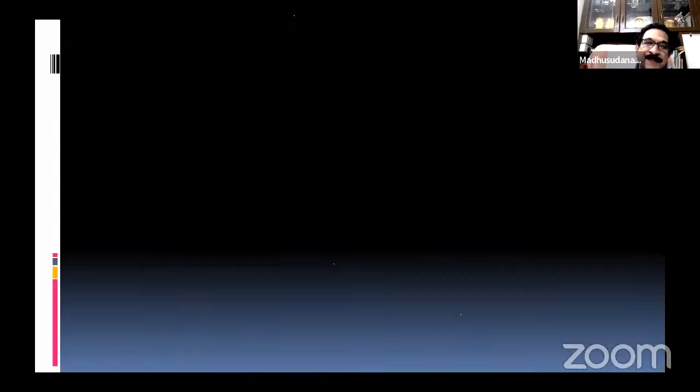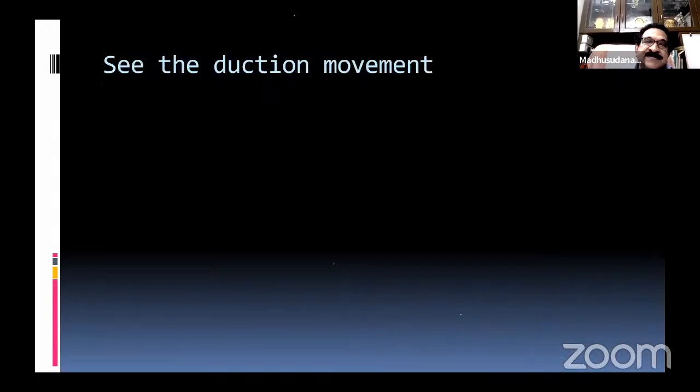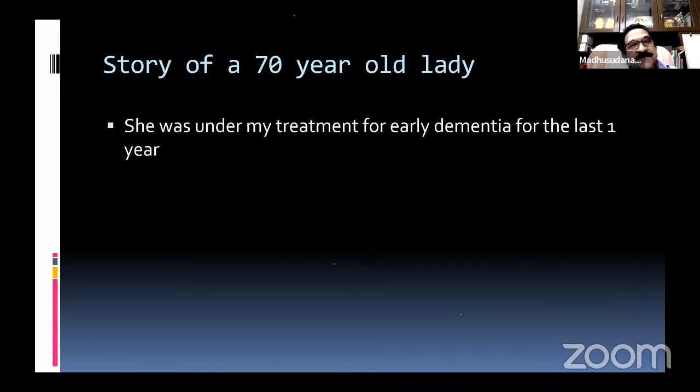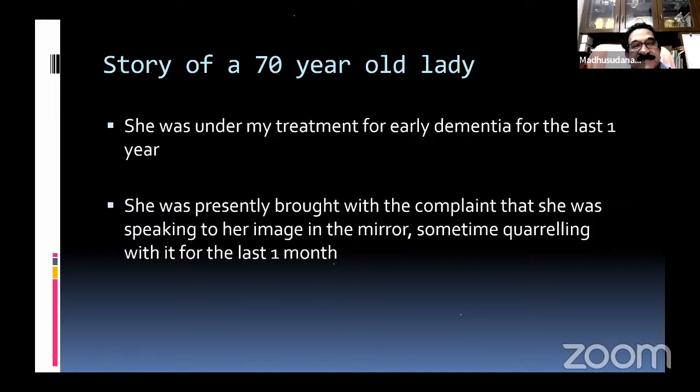Okay, I'll go to the next case now. The story of a 70-year-old lady. In fact, she underwent treatment for early dementia for the last 1 year. She was presently brought with the complaint that she was speaking to her image in the mirror, sometimes quarreling with it, for the last 1 month.